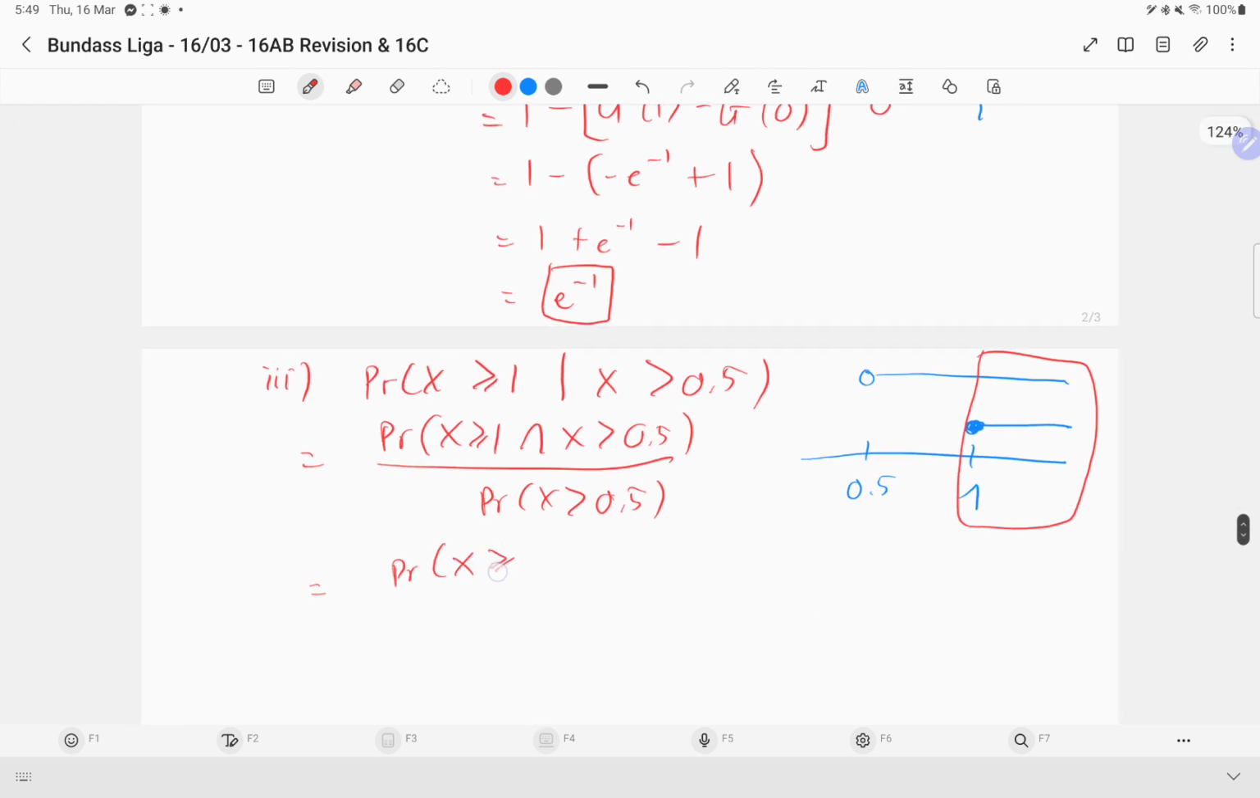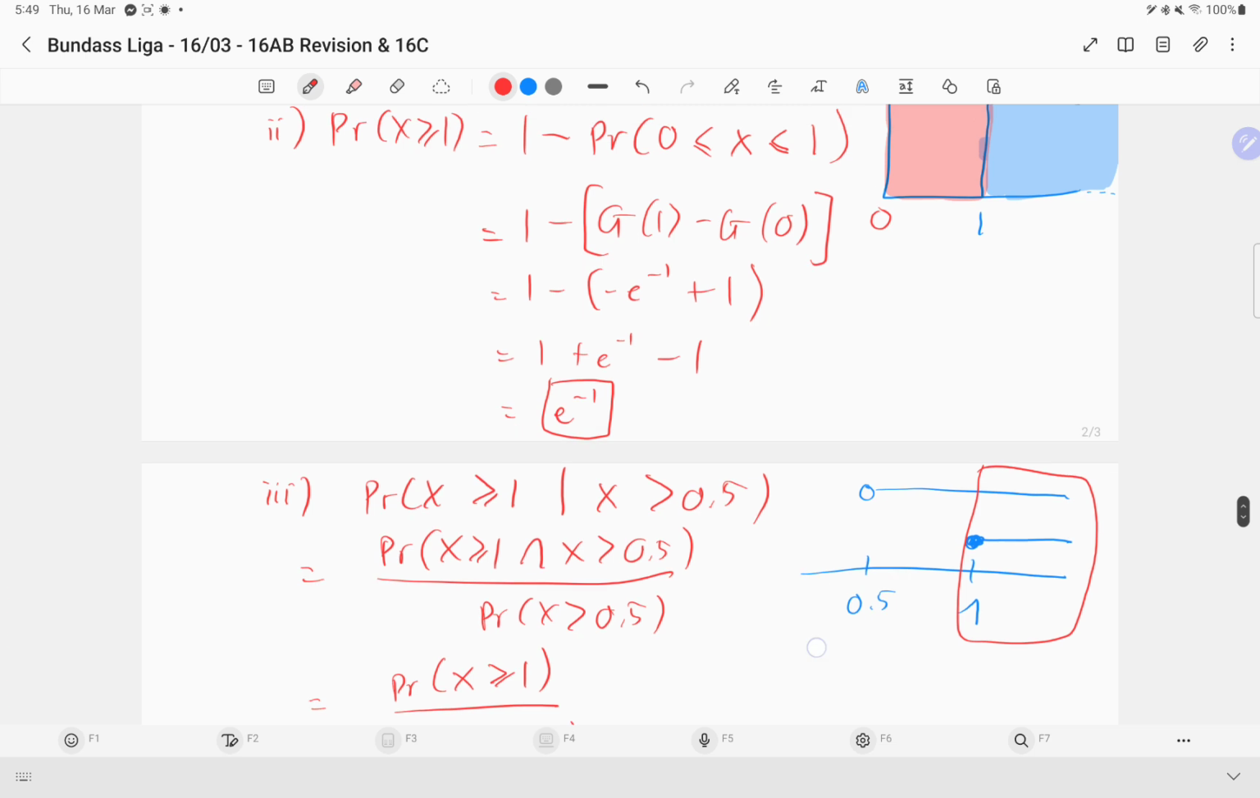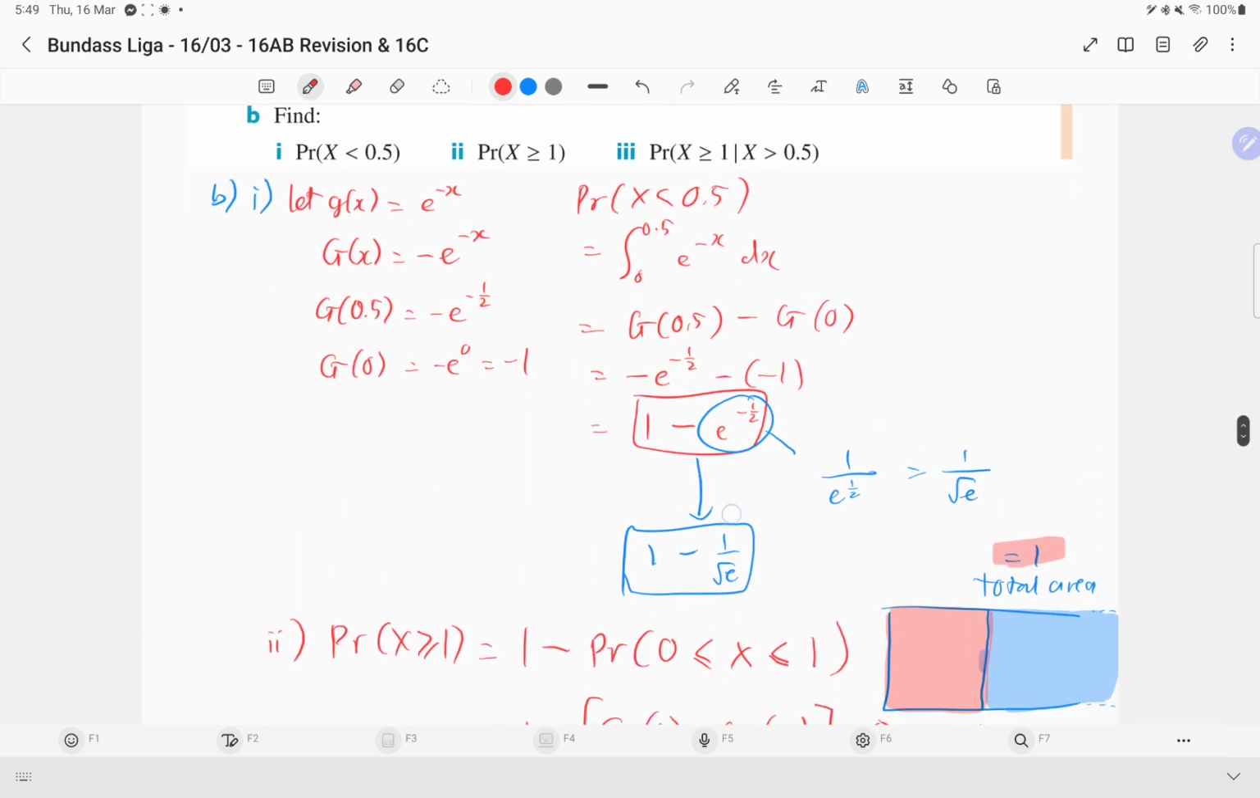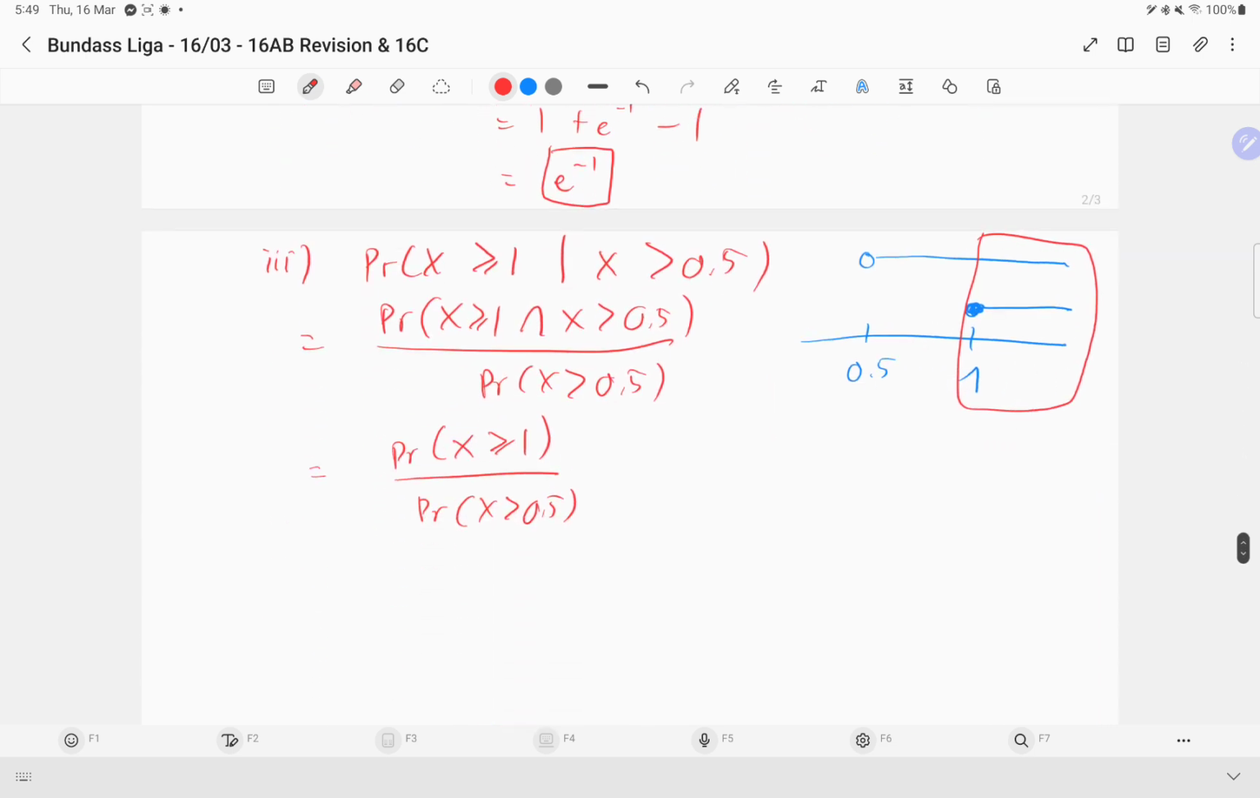So that's the same as probability of x is more than or equals to 1 over probability of x is more than 0.5. Okay, and we got almost all of them. So we got probability of x less than 0.5, right? Which means, so the top, I'll keep that the same, and we got that already. The bottom will be 1 minus probability of x less than 0.5. Okay, does it make sense? That 1 minus thing compared to this.